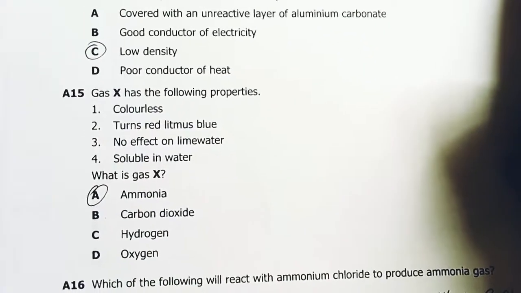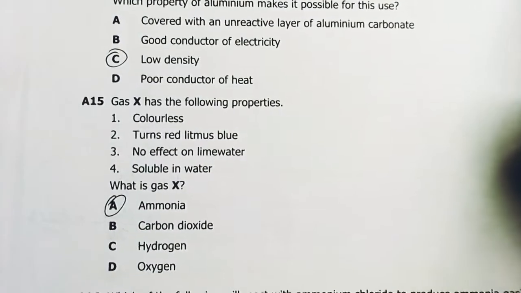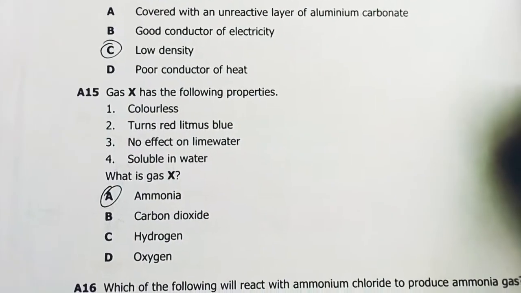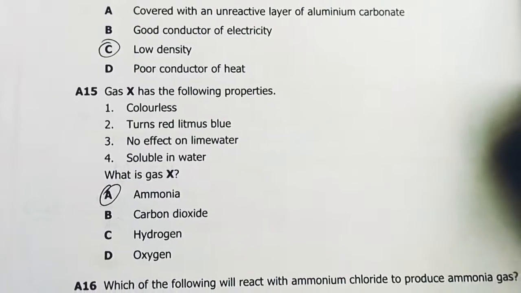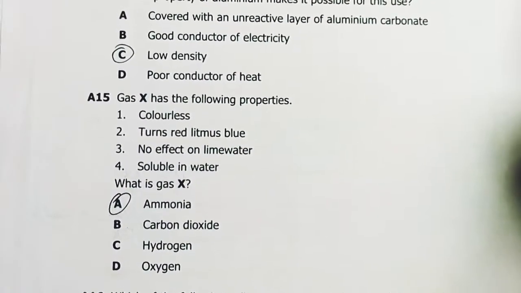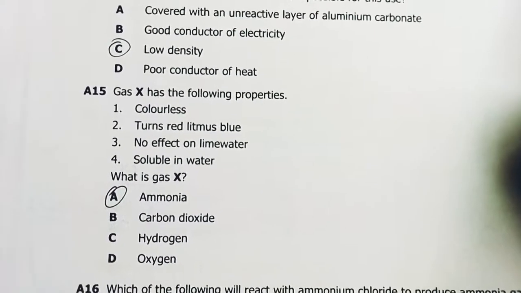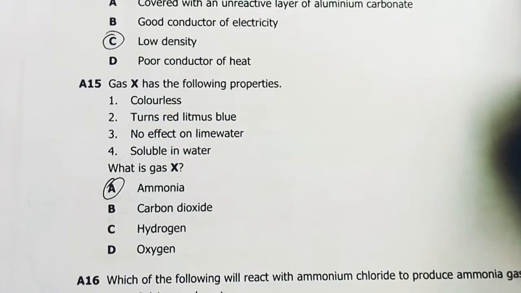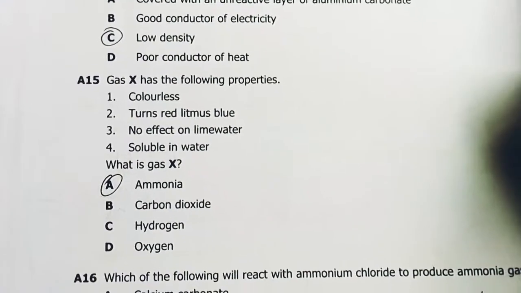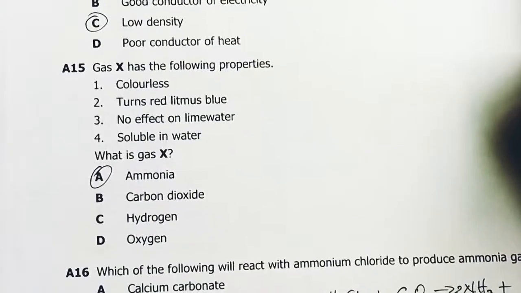Number 15, gas X has the following properties. Colorless, turns red litmus paper blue. If it turns red litmus paper blue, then it has got alkaline properties. No effect on lime water, which is basic in nature. Soluble in water. The answer there is ammonia. Hydrogen and oxygen are not really that soluble in water.